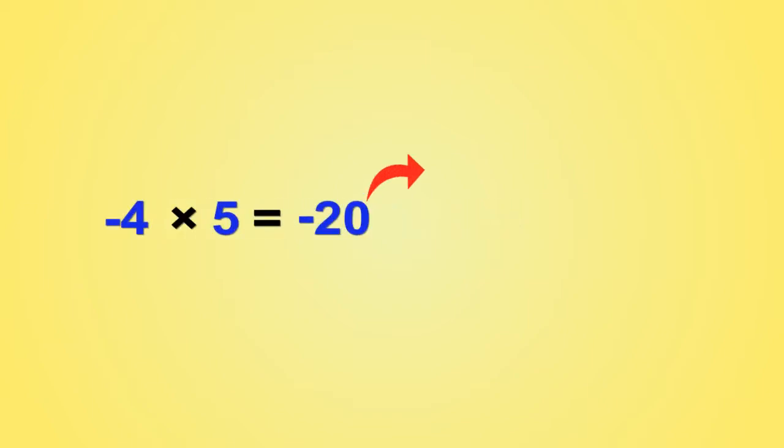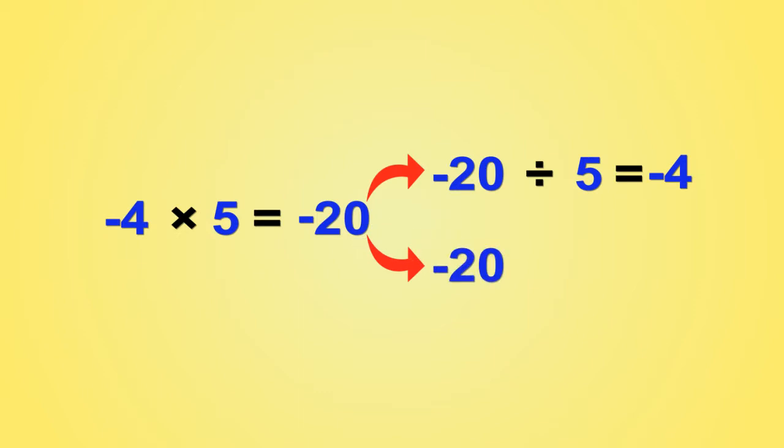Similarly, minus 4 multiplied by 5 is equal to minus 20 gives minus 20 divided by 5 is equal to minus 4 and minus 20 divided by minus 4 is equal to 5.